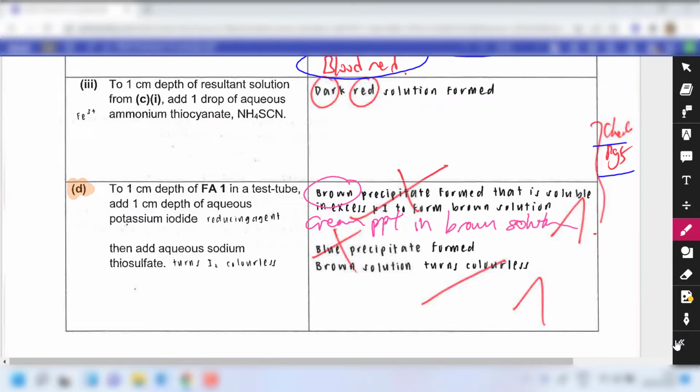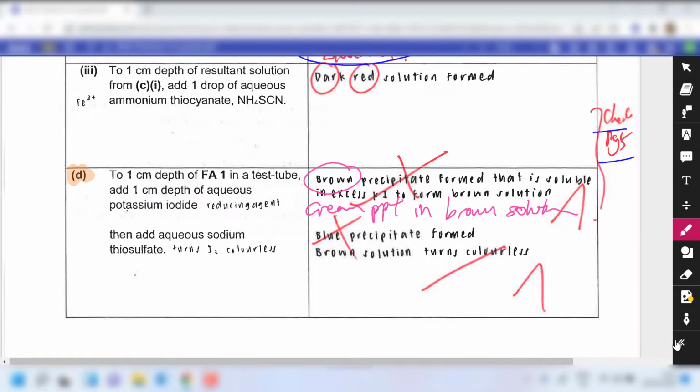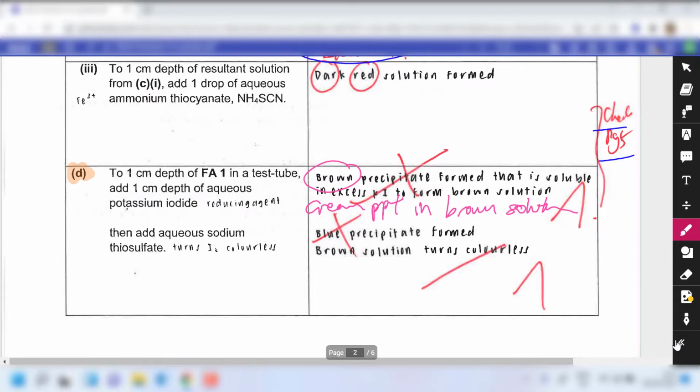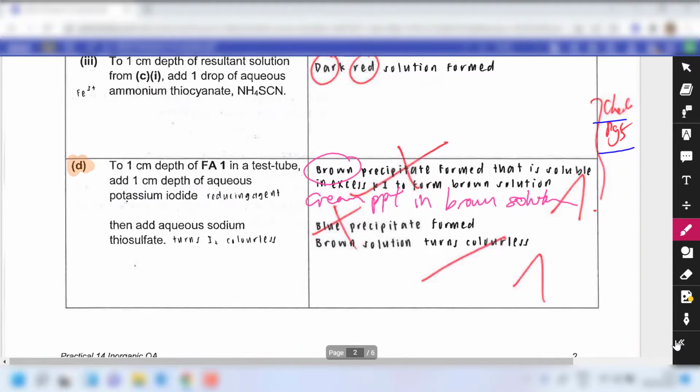We do accept if you say a brown mixture. I think that's fine. But remember, if you tilt your test tube a little bit, you see that the PPT actually gets stuck onto the wall of the test tube. So definitely you don't observe blue PPT, so just be a bit careful.